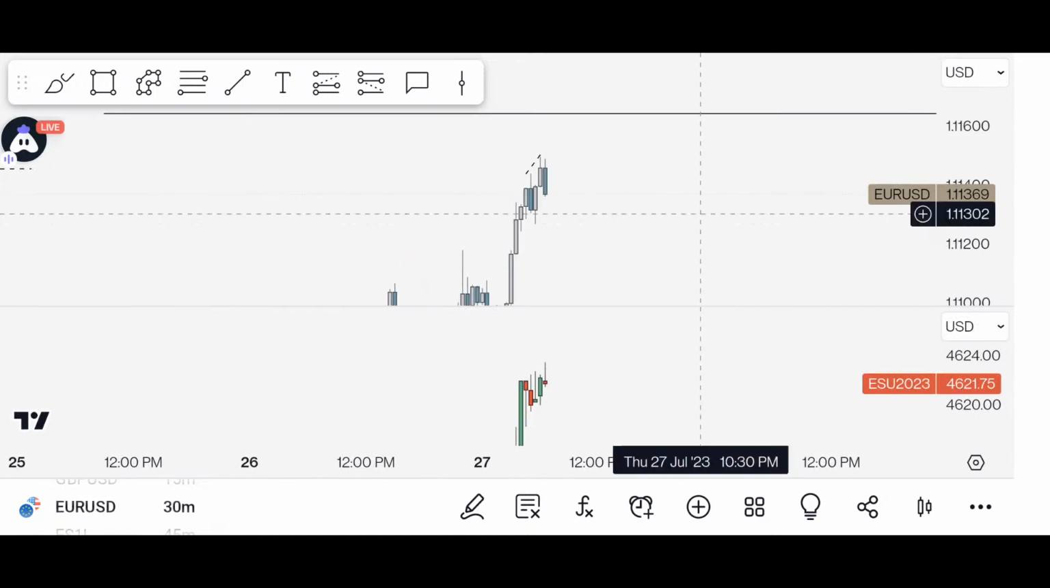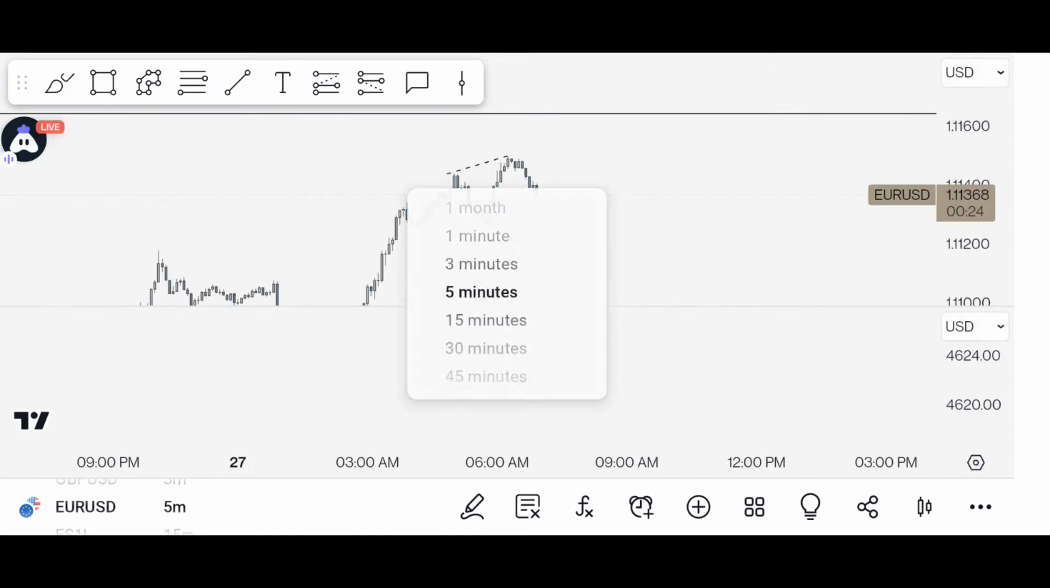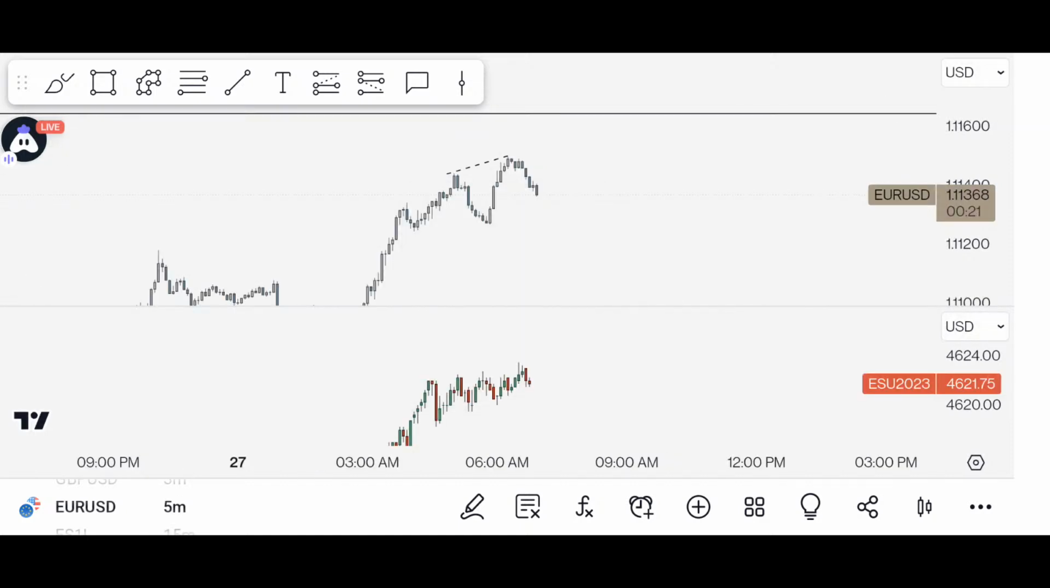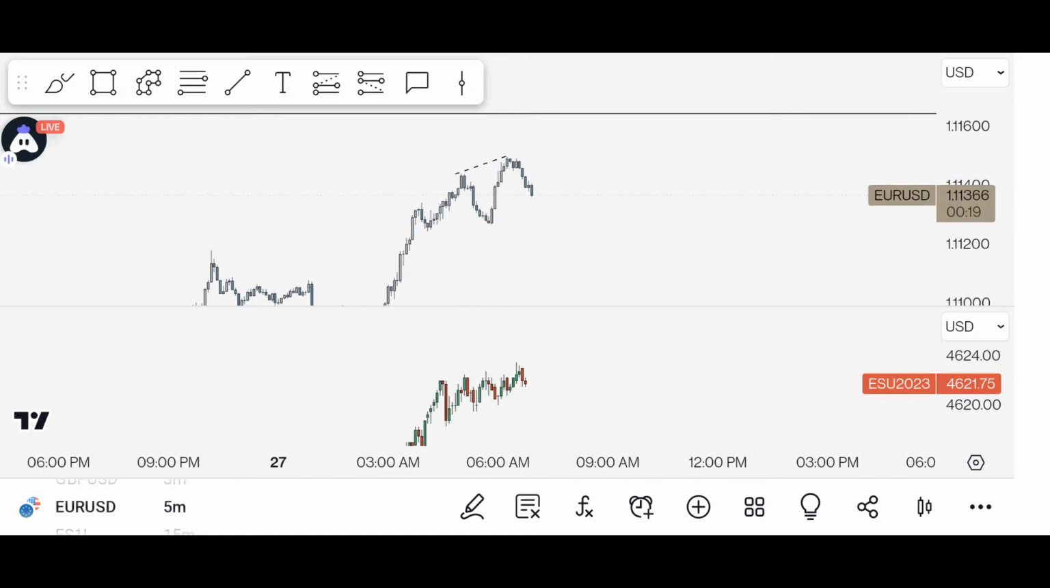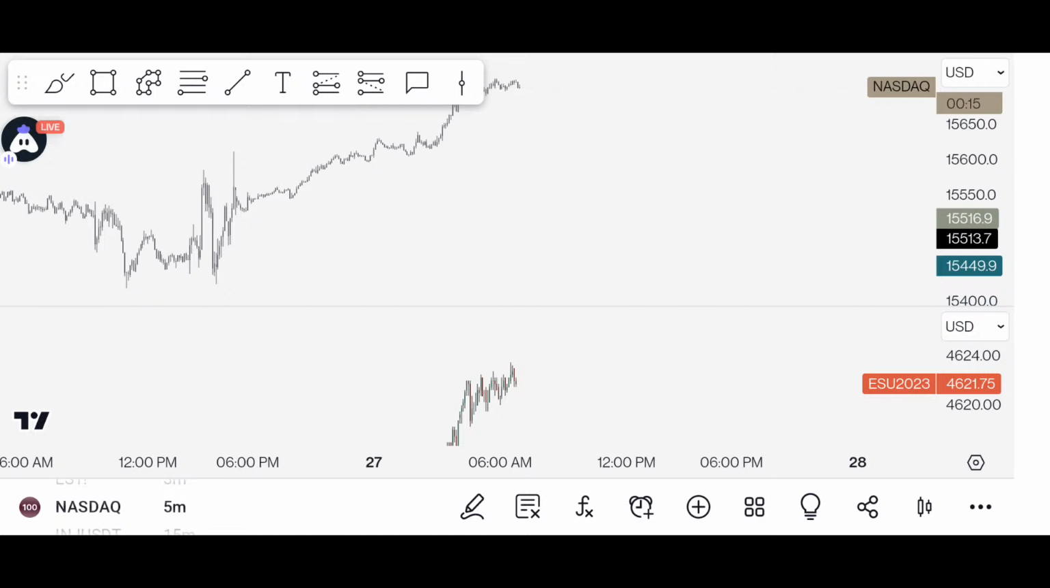Euro also has the order block now, and you can see I showed you the SMT divergences. Okay, so let me discuss Nasdaq now. Nasdaq and ES, it's interesting.